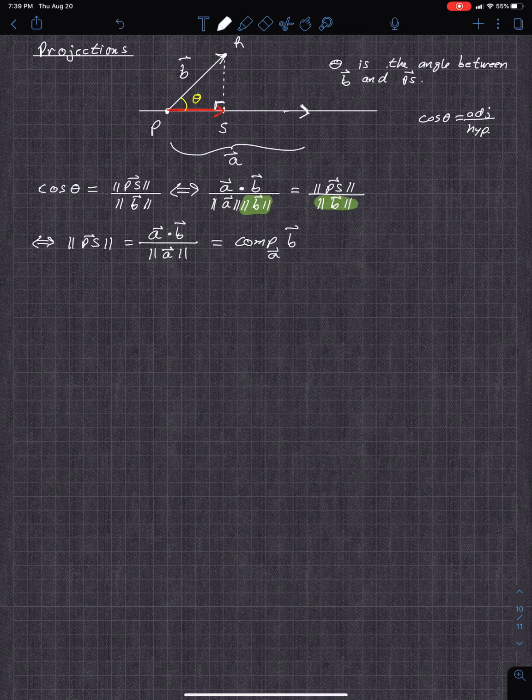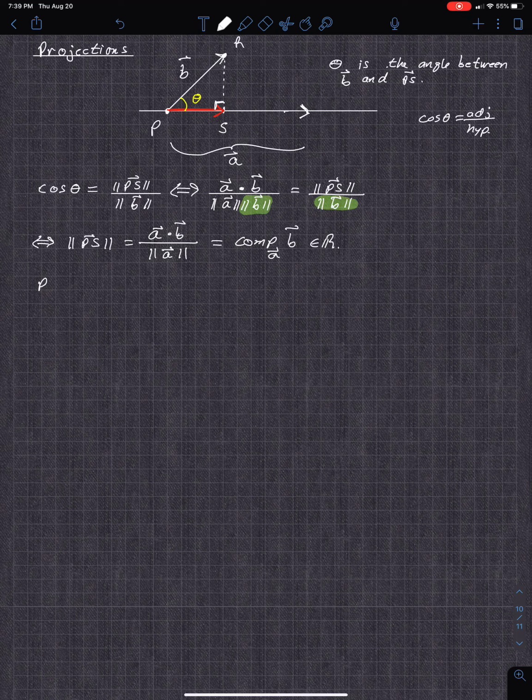Okay, so it's fixed. So this is some scalar in R. So then for PS, basically you need to scale A. So what you do is you take A, you make it a unit vector. How do you make it a unit vector? We divide by its magnitude, and then you multiply by the component. Okay, so that's the technique. Then you get the definition of the projection.